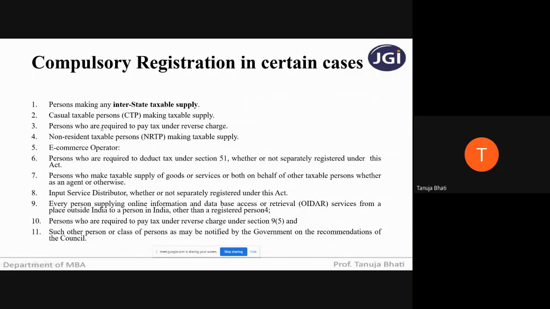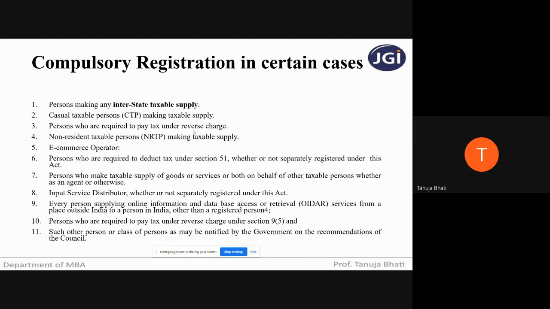Next, persons who are required to pay tax under reverse charge. Students, I'm not talking about those persons who are providing reverse charge supplies. This is from the angle of the recipient: persons who are required to pay tax under reverse charge. We have seen that persons exclusively engaged in providing outward supplies which are liable under reverse charge are not liable for registration. But this is from the angle of the service recipient. Persons who are required to pay tax under reverse charge are required to be compulsorily registered under GST.